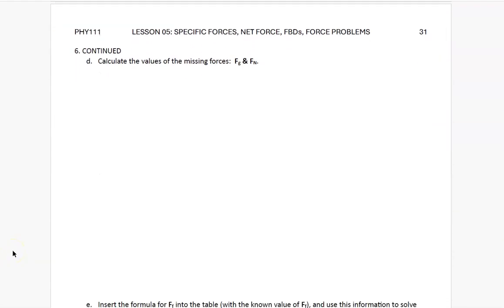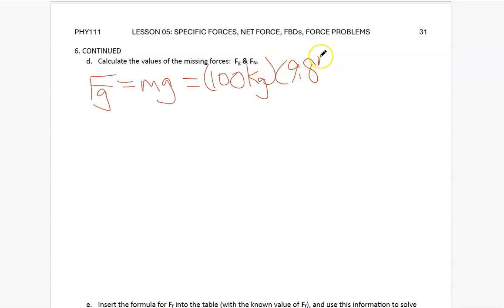So we're then asked to calculate the values of the missing forces, the force of gravitation, otherwise known as the weight, and the normal force. Well, the weight force is going to be very easy. That you already know how to do. The gravitational force or weight force is mass times gravity. We have 100 kilograms of mass times our good old g of 9.8 meters per second squared. We multiply these out and we get 980 newtons.